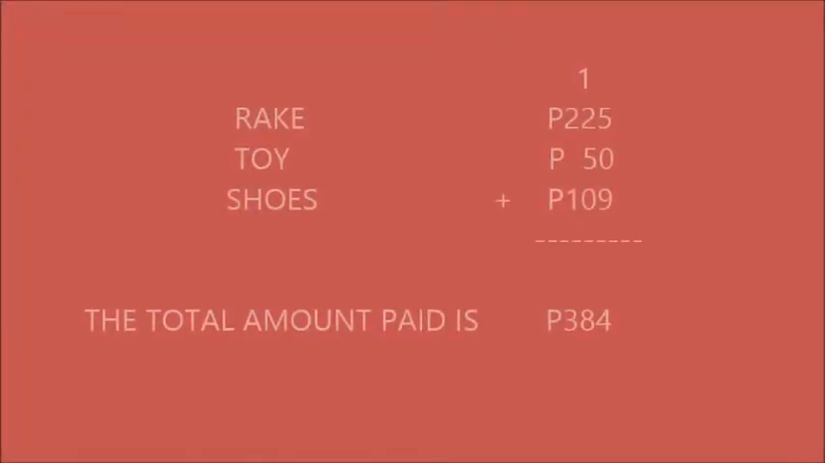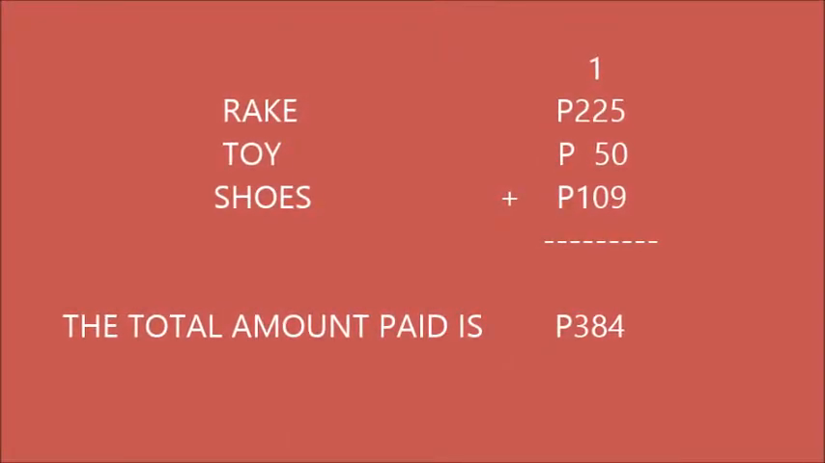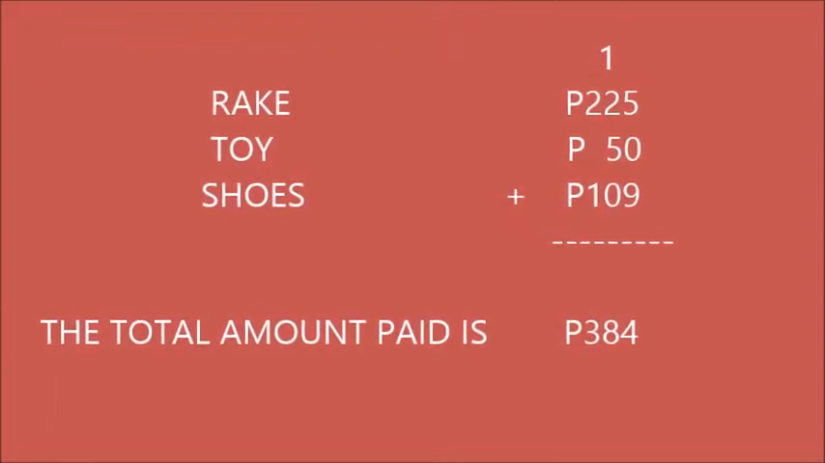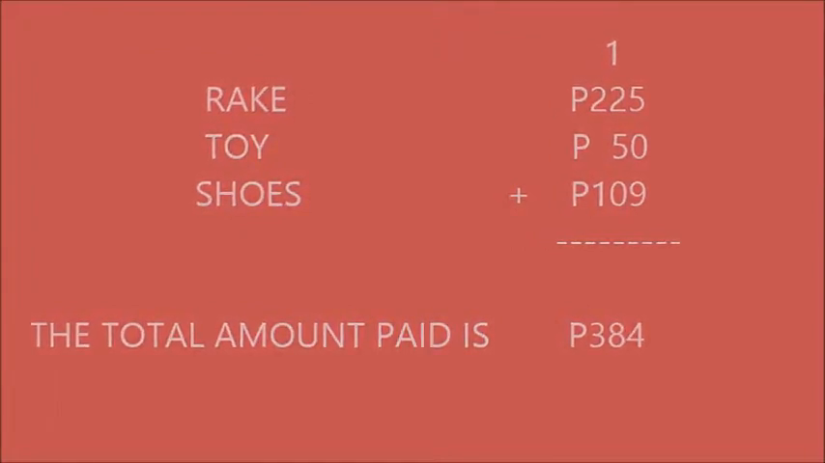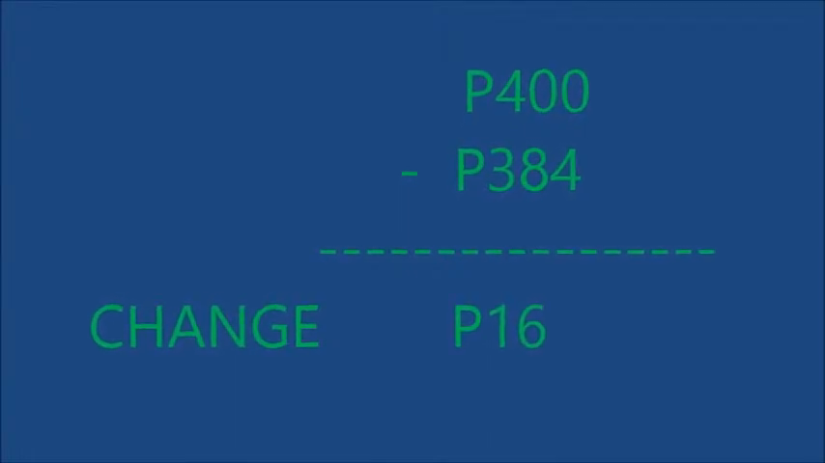Again, let's just add the following. 5 plus 9 is equal to 14. Let's bring down 4 and carry over 1. 1 plus 2 is 3, plus 5 is 8. 2 plus 1 is equal to 3. So the total amount is 384 pesos. To check the change, let's just subtract 384 from 400. The answer is 16 pesos.